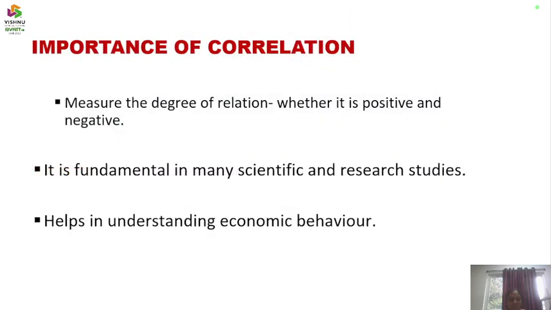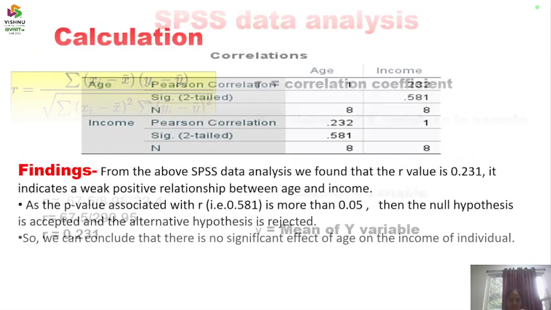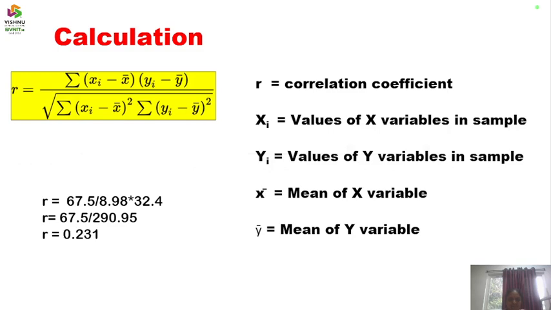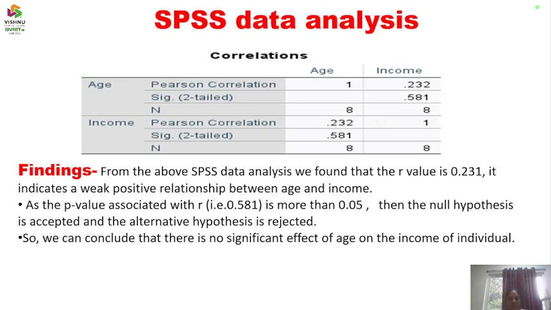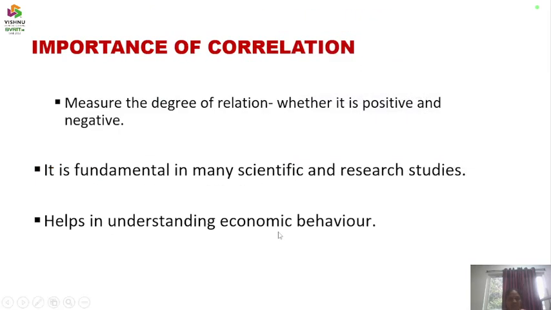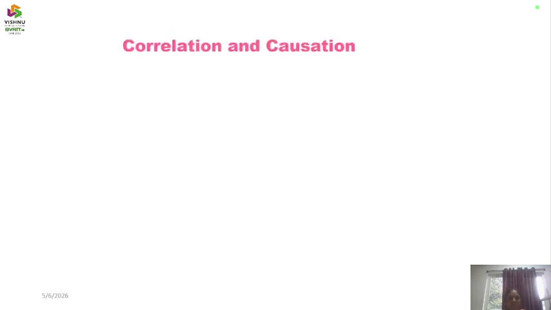Moving on to the importance of correlation, it measures the degree of correlation, whether it is positive or negative. That's what you see in the previous example: we got a positive correlation, but in a weak mode. Now we can see it is fundamental in many scientific and research studies, and helps in understanding economic behavior also. So that's the importance of correlation.